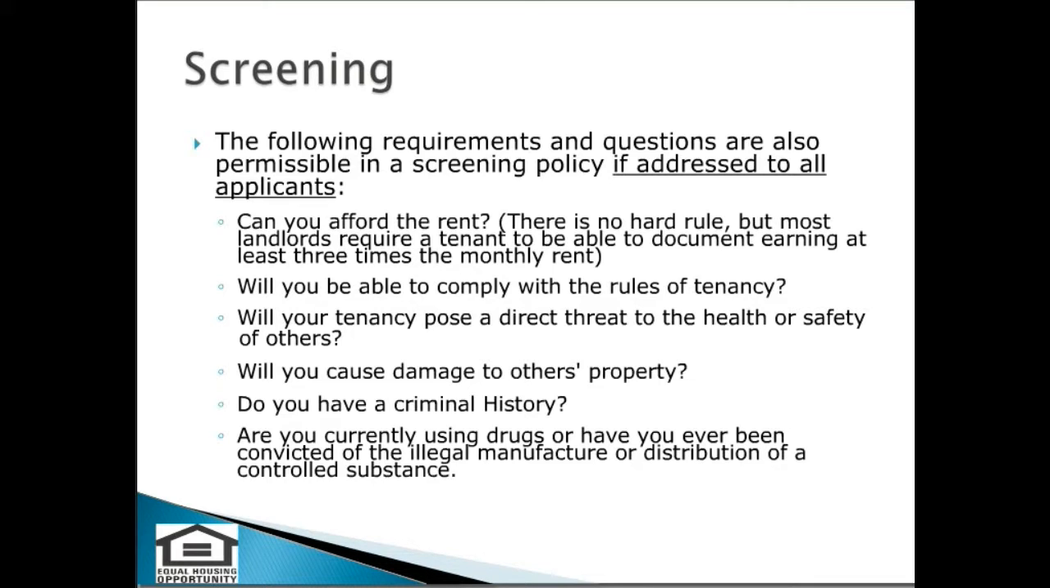The following requirements and questions are also permissible in a screening policy if addressed to all applicants. Can you afford the rent? There is no hard rule, but most landlords require a tenant to be able to document earning at least 3 times the monthly rent. Will you be able to comply with the rules of tenancy? Will your tenancy pose a direct threat to the health or safety of others? Will you cause damage to others' property? Do you have a criminal history? Are you currently using drugs, or have you ever been convicted of the illegal manufacture or distribution of a controlled substance?